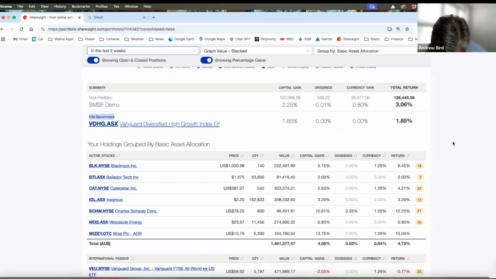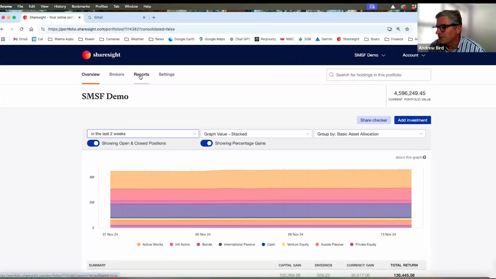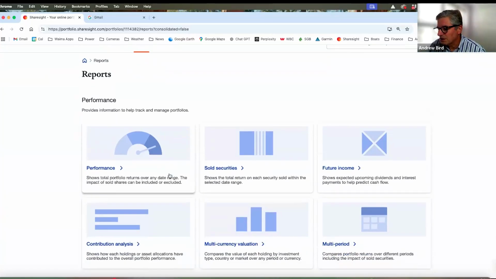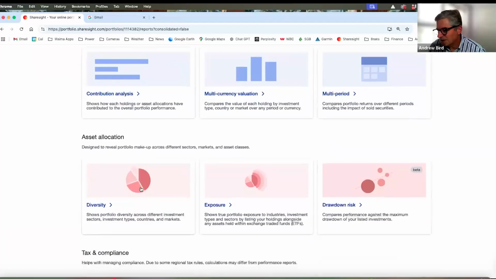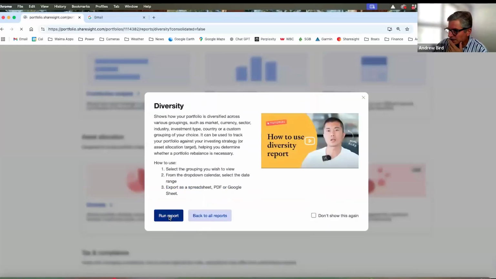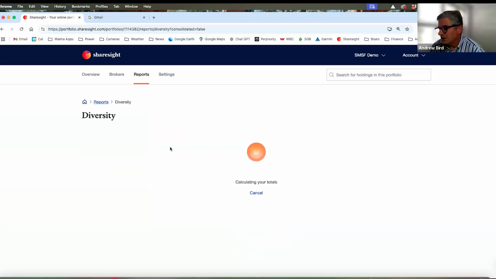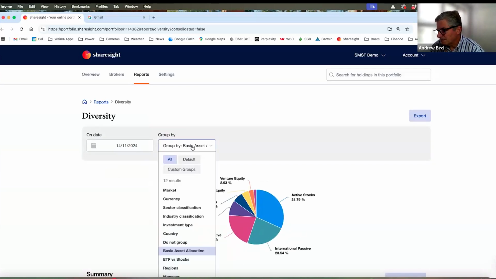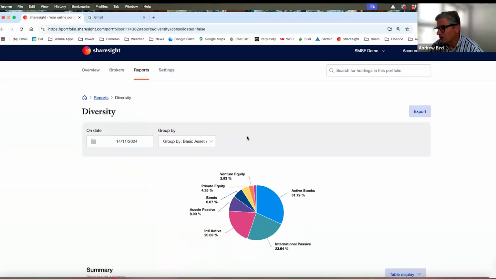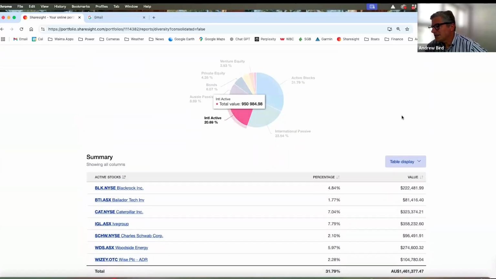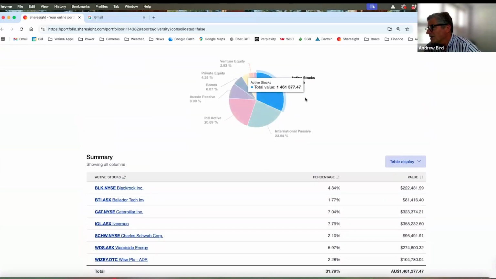Okay, so let's move on. Let's talk about diversity, because the diversity report, if I go into reports, going back to the custom groups and the asset allocation question, is really a key one to look at. So here I'm going to run this report using my basic asset allocation, which is the one that you saw in the overview. And here you can see this is my current asset allocation. So about 30% in active stocks. If you take the two international positions together, it's about 40%, 43, I guess.